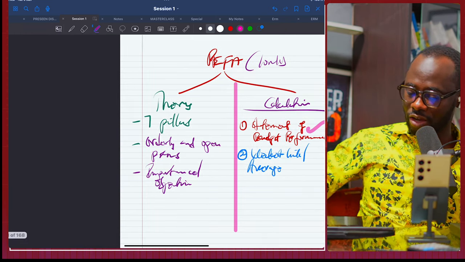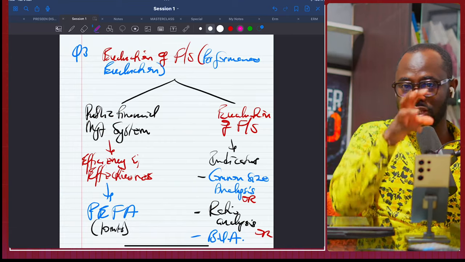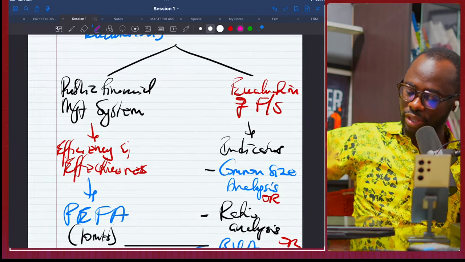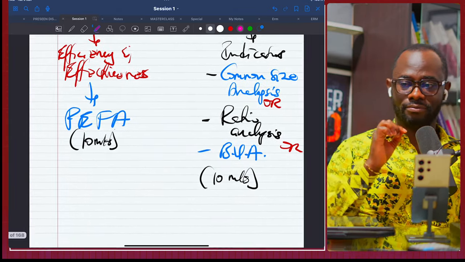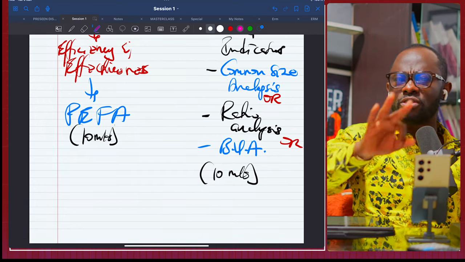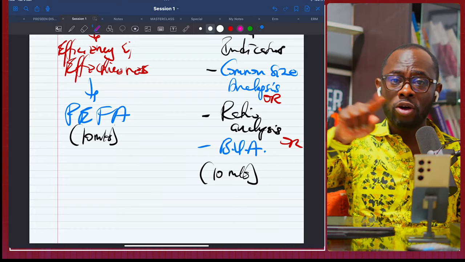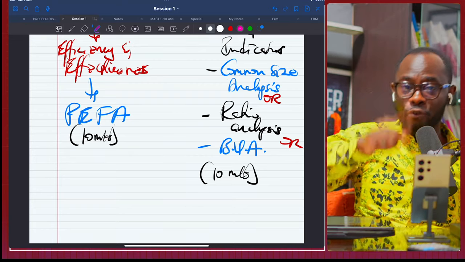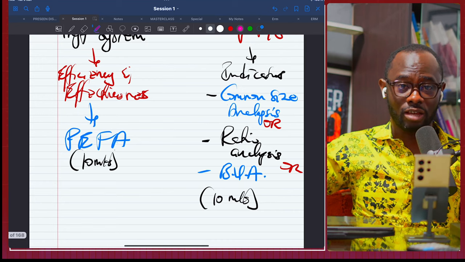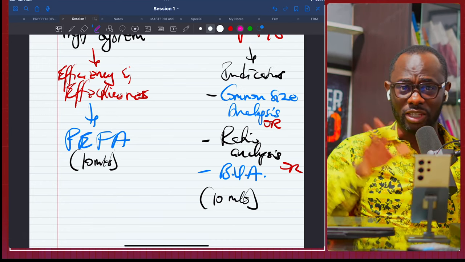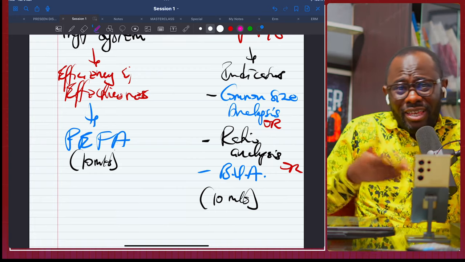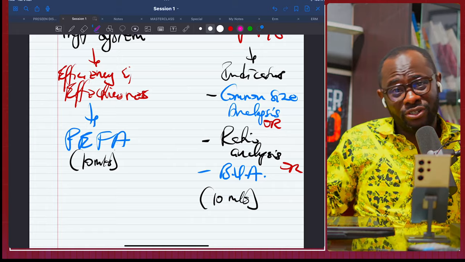All right. So that's our question 3, the first part, PIFA. The second part of question 3 is going to be evaluation of financial statements. There are 3 methods that can be used: common size analysis, ratio analysis, budget variance analysis. One of these will be in the exam hall. Good news, all of them have been asked by the examiner. So again, you got to know all of them, so when you get to the exam hall, you know what you're going to do, right?